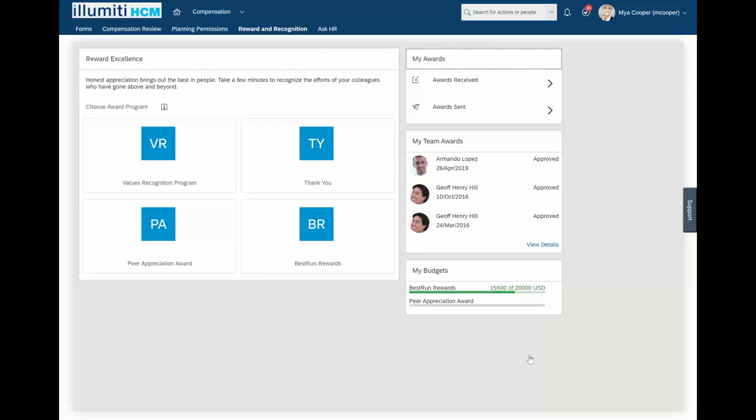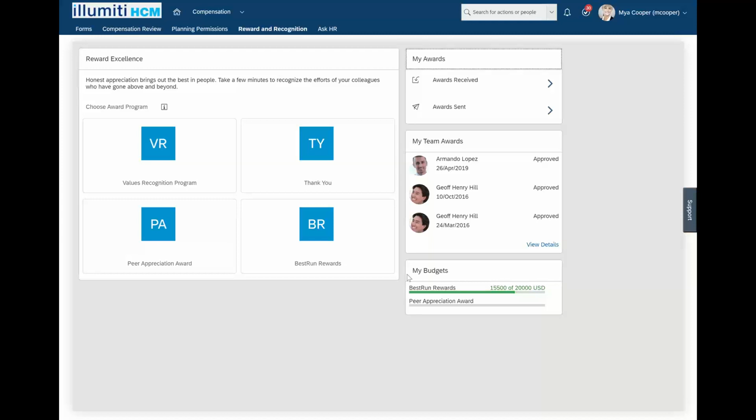It's got some different types of award programs listed out here. Peer appreciation, a general thank you, values recognition program. She can also come in and see the awards that she has sent out in the past, as well as awards that she herself has received in the past. She can see her different team members, what awards have been given recently. She can come in and view some additional details. And then if you do have some type of budget, that can be kept track of here. Not all of these programs will have budgets behind them, but you can certainly set up a little bit of a budget here if you want to keep track of that.